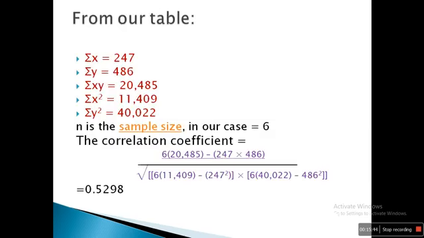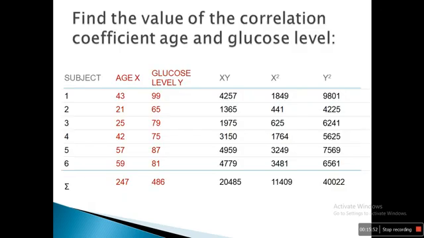0.5, which means, first of all, it is positive. Positive means there's a positive relationship between the two variables. The two variables are age and glucose level. So there is a positive relationship between the two variables. If the age is increasing, the glucose level will also increase. This is one thing which we could understand.